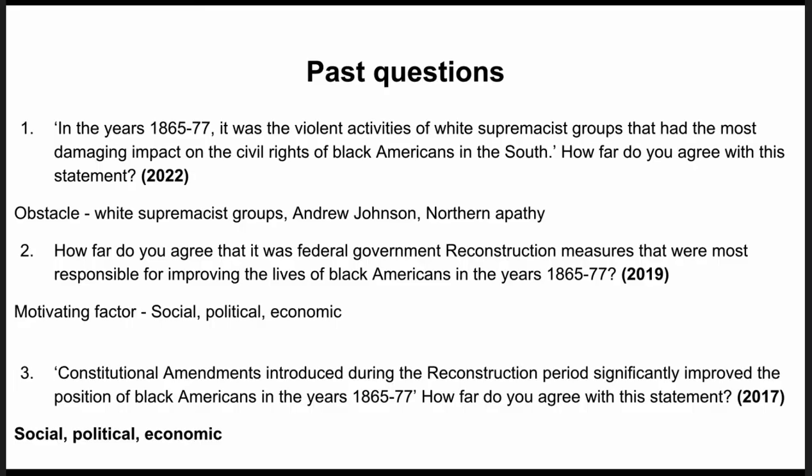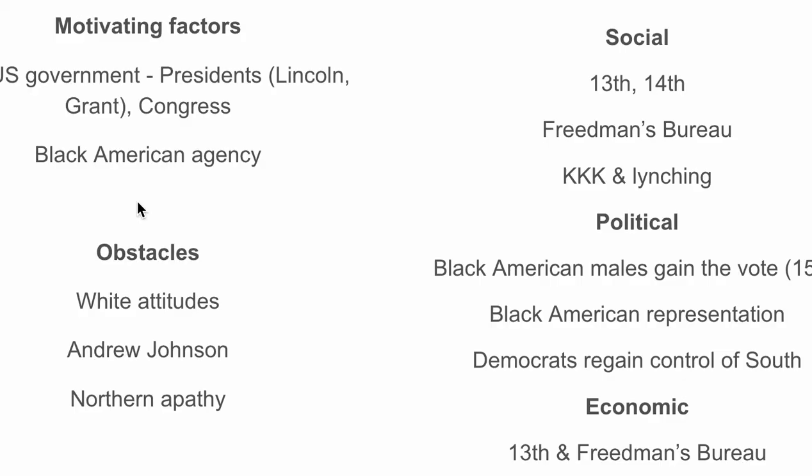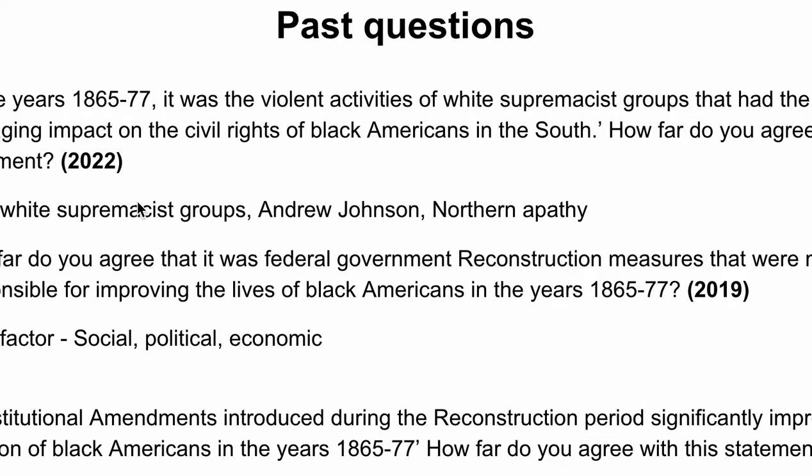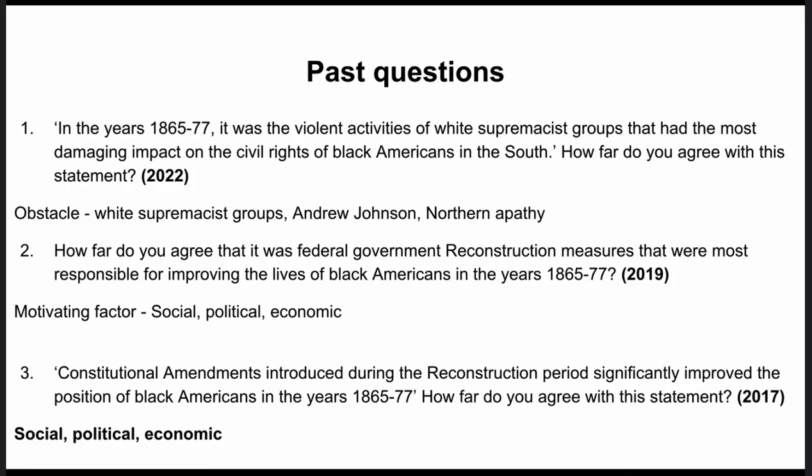In 2022, the question was: in the years 1865 to 77, it was the violent activities of white supremacist groups that had the most damaging impact on the civil rights of Black Americans in the South. How far do you agree with this statement? This is an obstacles question, starting with the factor in the question, white supremacist groups, and then you could go on to talk about Andrew Johnson and then maybe Northern apathy. So if you break it down as I did before into obstacles, motivating factors, social, political, economic, it really helps you plan your essays.